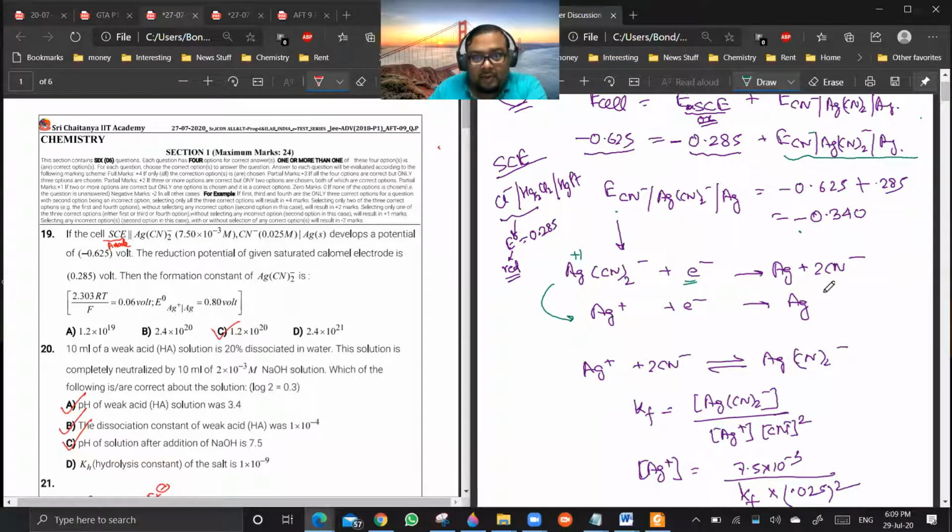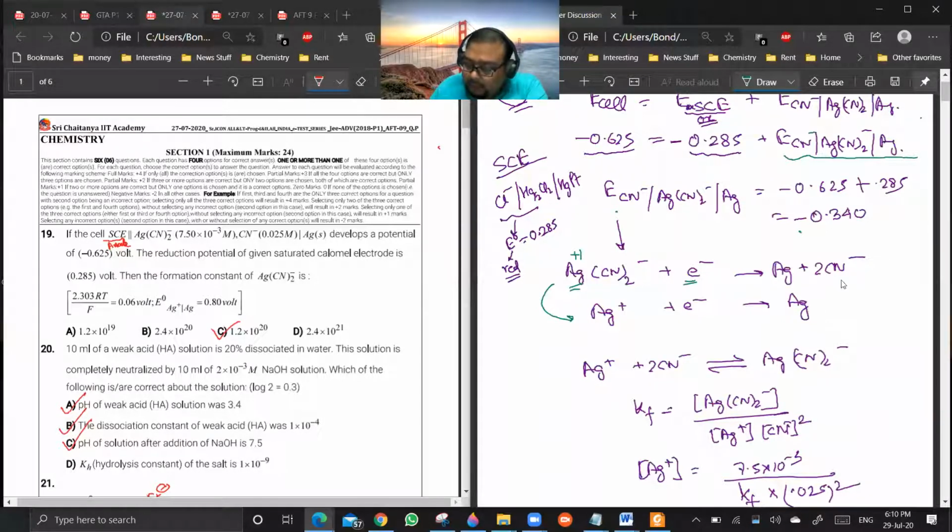AgCl plus electron giving Ag plus Cl minus will also be an equivalent reaction, because overall, it is the Ag in +1 state which is going to Ag in metallic state. Are you getting my point? Yes, no? Yes, sir.